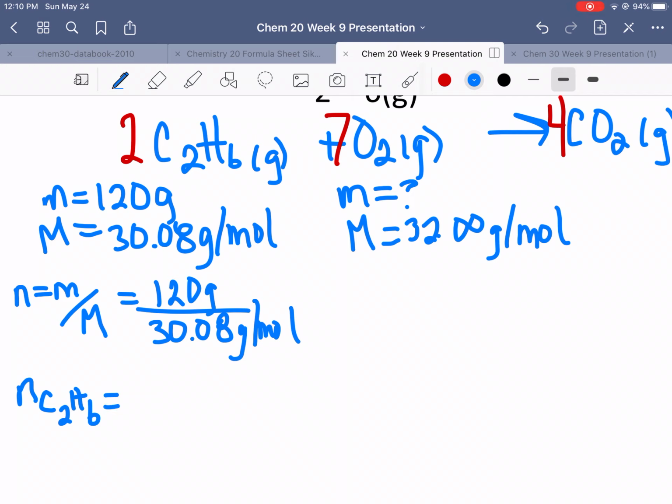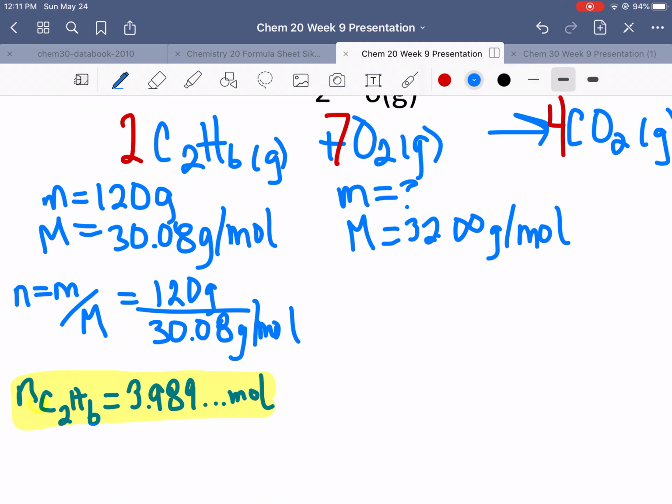It is equal to, unrounded, 3.989. The number keeps going on my calculator, moles. All right, so here's where we do what we did last week. That's the point we're at. This is what I would have given you last week. This time you just had to calculate it first with a mass that you were given. So we take this and we need to go to the mole ratio.